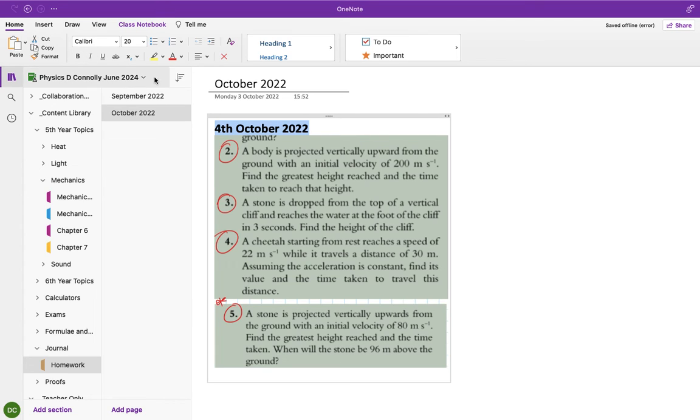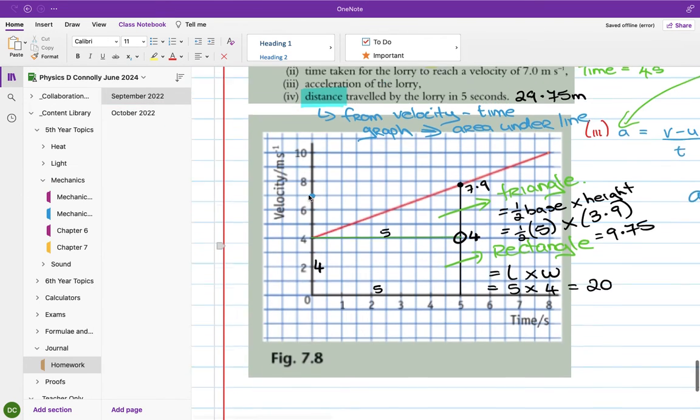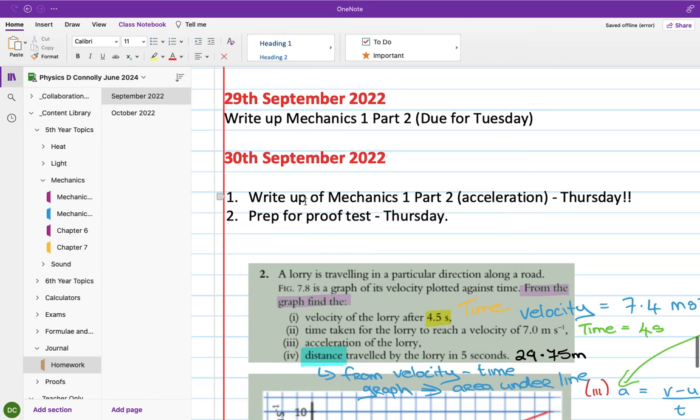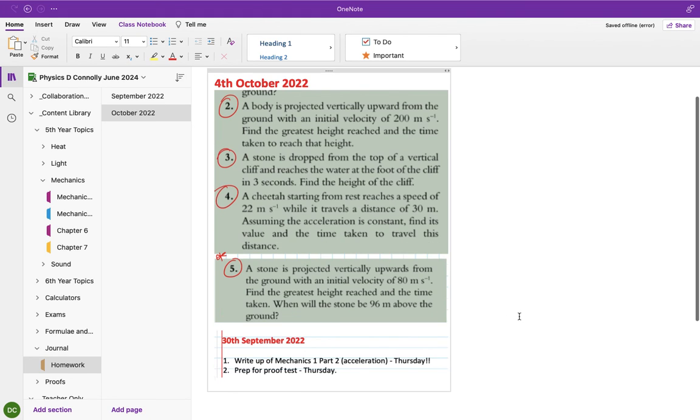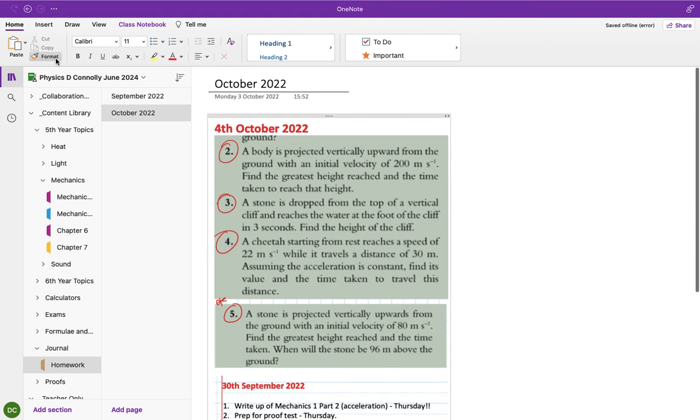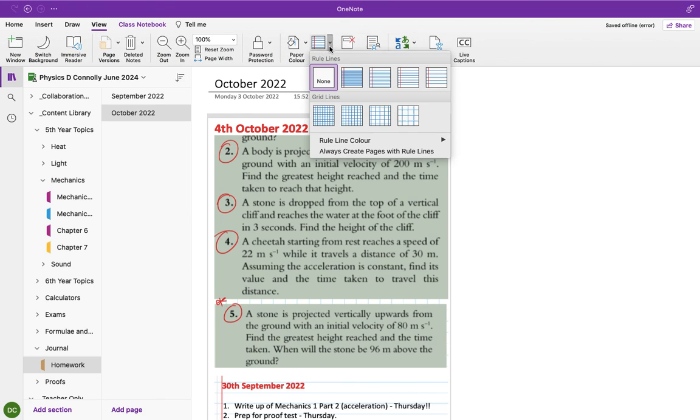And that is due for Thursday, along with these bits. Your mandatory experiment write-up if you haven't handed it up, and please be prepared for your proof test. Is that okay? Grand. So I will see you Thursday.